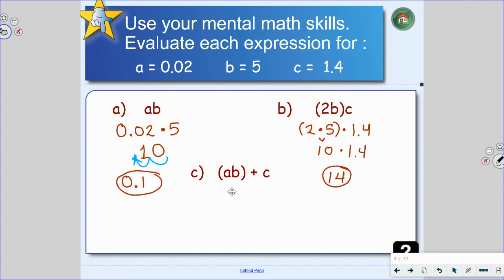Carrying on, A times B, and then add C. Now, A times B, we've already done. 2 hundredths times 5 is 1 tenth. And from here, I would argue that you should be able to mentally, without going off to the side and lining up your place value, look, 1 dime, 4 dimes, 5 dimes, along with 1 whole and 5 tenths.